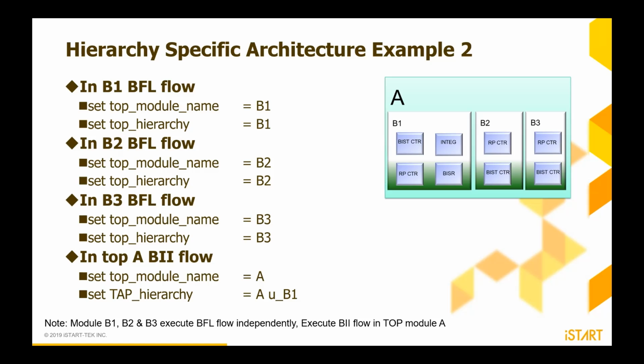Okay, this is another example. This is more complex than the previous one. In this example, we have 3 separate modules, B1, B2, and B3. So we can set these 3 modules respectively. In B1 BFL4, we set type module name and type hierarchy to B1 module, and in B2 BFL4, we set B2 to type module name and to type hierarchy. B3 also does the same thing.